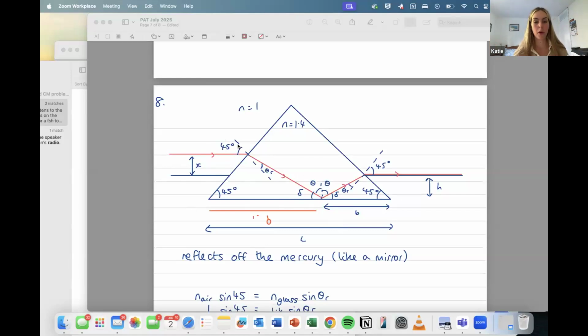Spotting that this is 45 degrees can also be tricky, if you just think about what you do know. You know that this is 45 degrees here, so this one must be 45 degrees, and then this one must be 45 degrees. We know it refracts, so it's going to go closer to the normal. That's why theta r is less than 45 degrees. Then it travels down and bounces up again. So we've got our diagram set up.